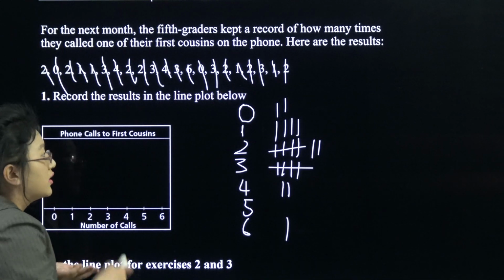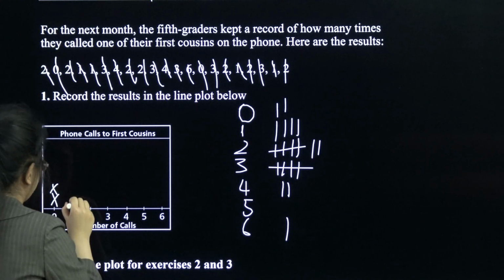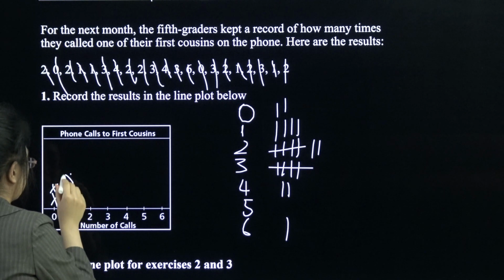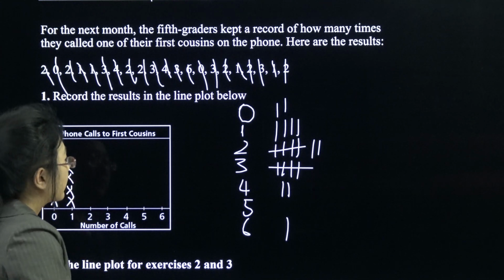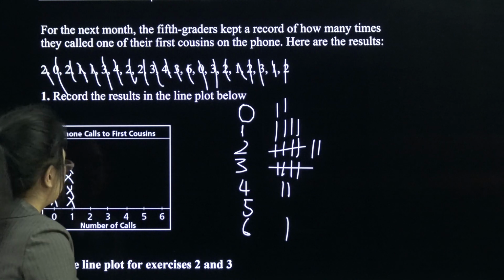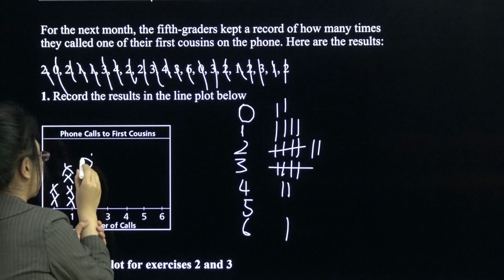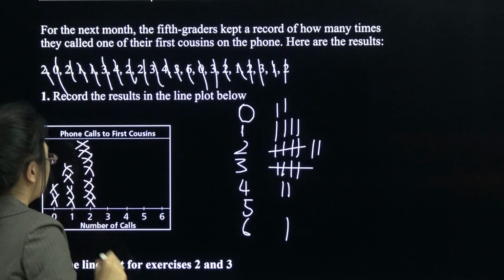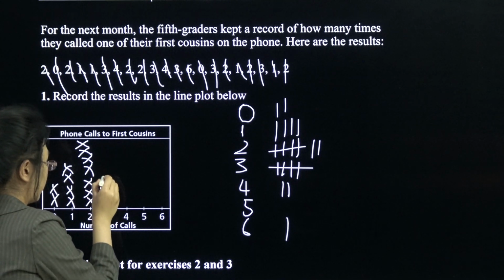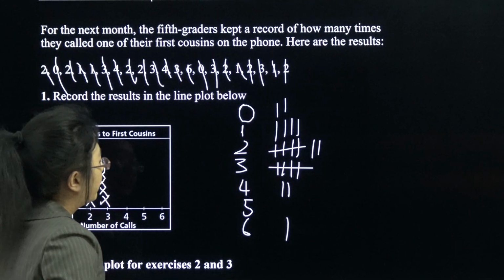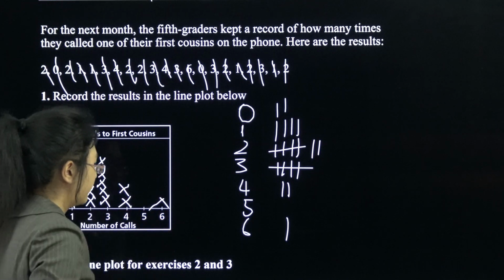Number of calls. 0, there's 2, so we put 2 X's. 1, there's 4, we put 4 X's. This is kind of like a bar graph, except with X's. 2, there's 7, so 1, 2, 3, 4, 5, 6, 7. 3, there's 5, 1, 2, 3, 4, 5. 4, there's 2, 5, there's nothing, and 6, there's 1.